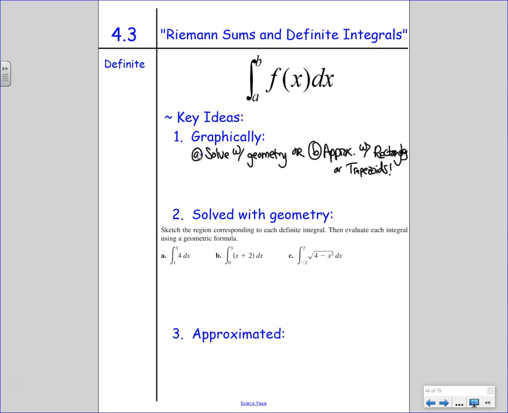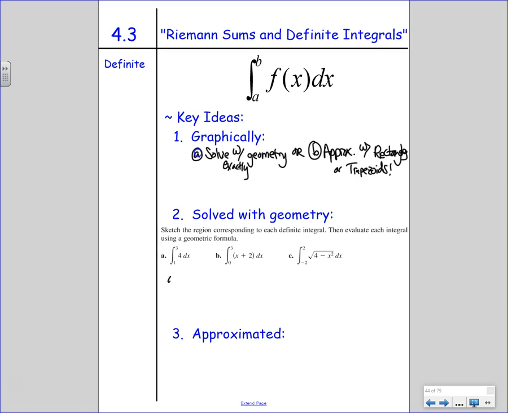Why am I saying solve or approximate? Because rectangles and trapezoids are geometry too, but they might not fit exactly what we're going for. So we can either solve exactly sometimes with geometry, or we can always at least approximate. Solving with geometry, solving outright, not just approximations, is what A, B, and C are for.